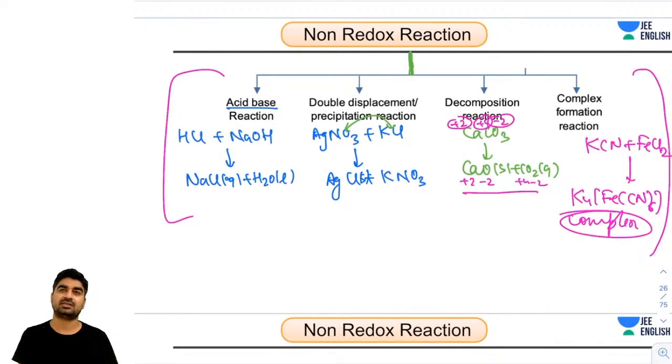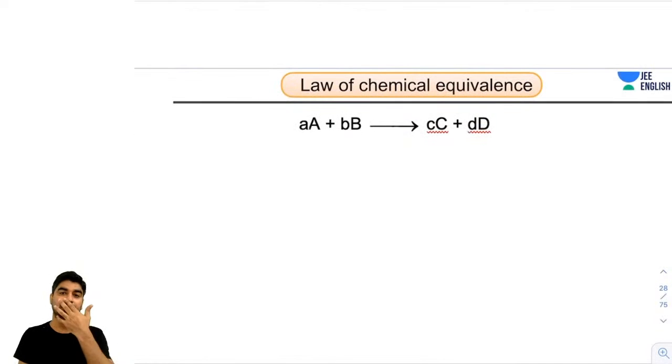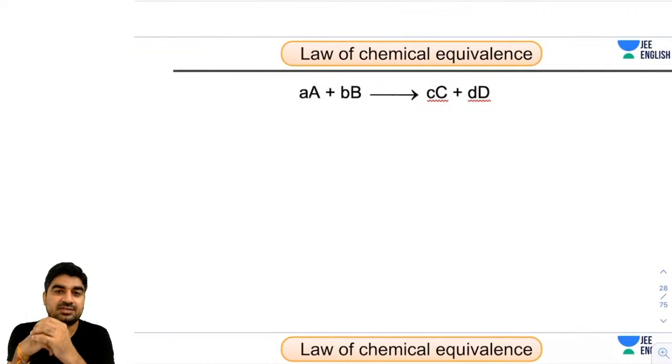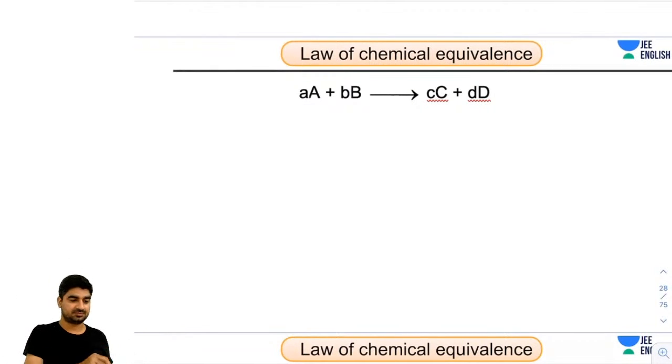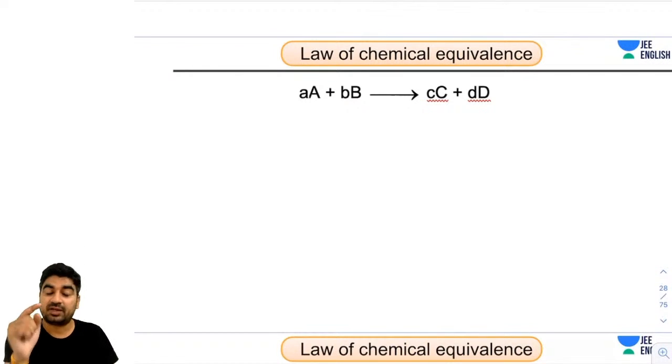So this is all. Today we have done some balancing problems. Then I told you the types of reactions. And now, guys, I'm moving on to the law of chemical equivalence. Can you tell me how many of you know about the law of chemical equivalence? How many of you know about it? Yes. Can you tell me, guys? Law of chemical equivalence. Nobody knows.